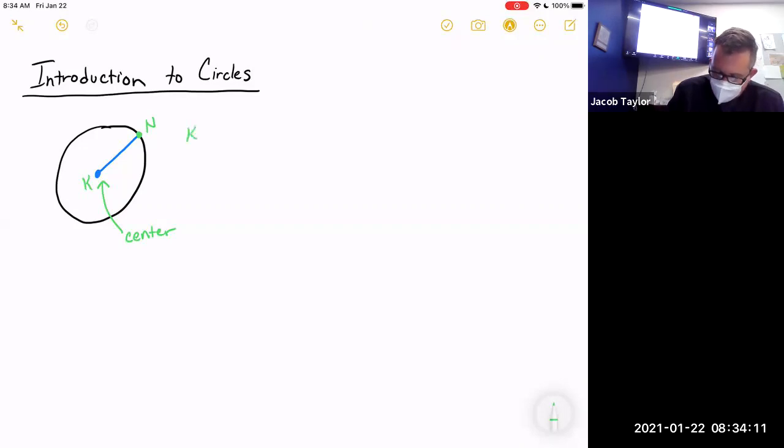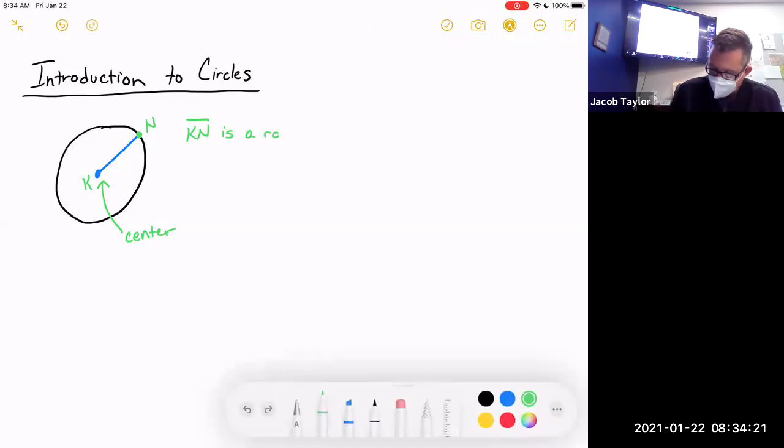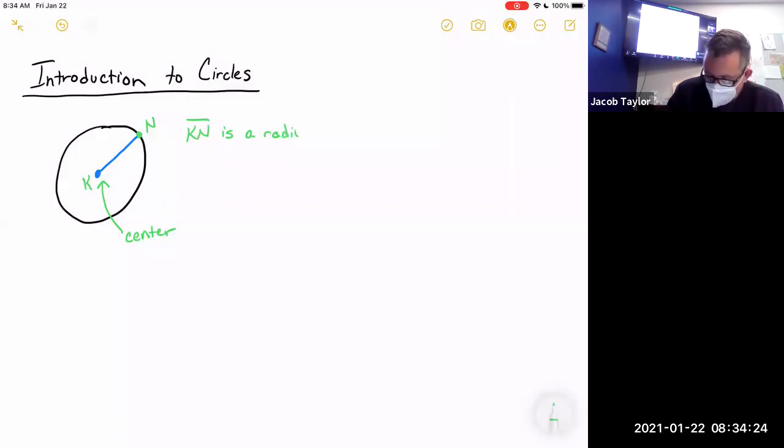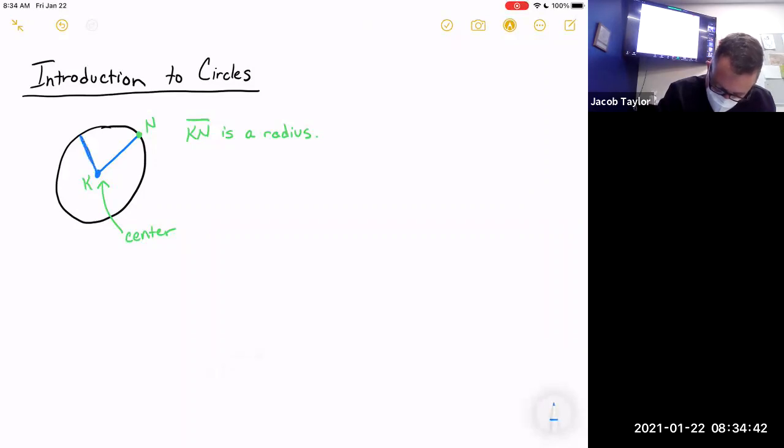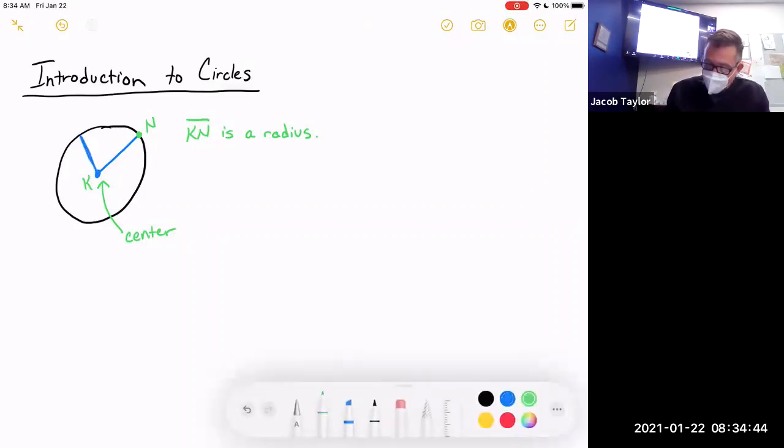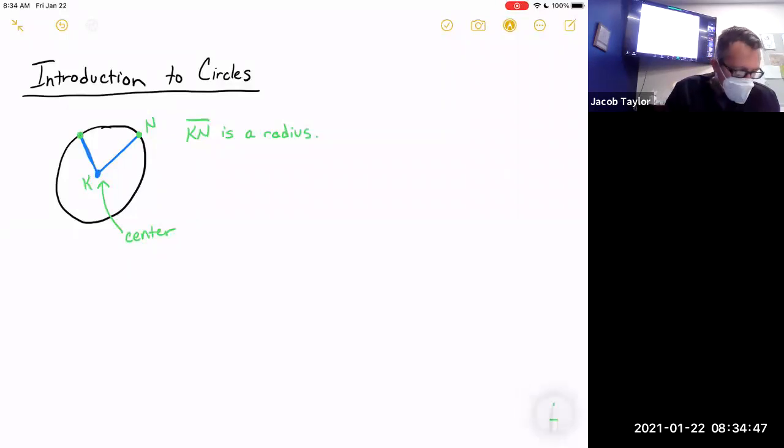So we would say that segment KN is a radius. And we would spell radius correctly. Radius is RAD, not RDA, as I just wrote. Now, a circle can have more than one radius. In fact, how many radii, which is the plural of that, how many radii could a circle have? It could, you're right, a lot. How many is a lot? As many as you want.